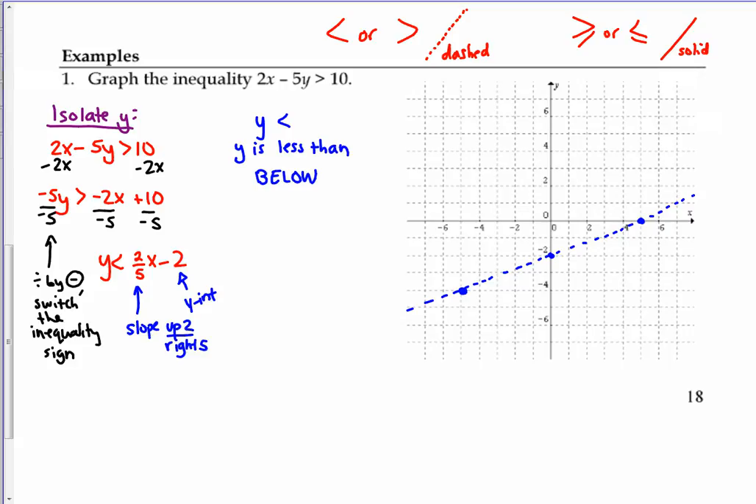This is where your robot dance is helpful. Because sometimes if you have a really steep line, it's really hard to tell where above or below is. Like a line like this. Where is above the line? On the left. And if it goes like this, where's above? On the right. So how do we figure that out?